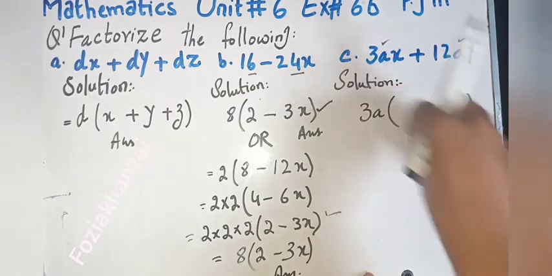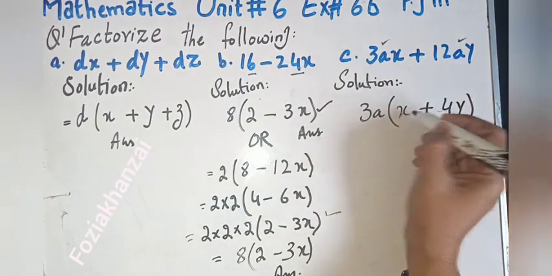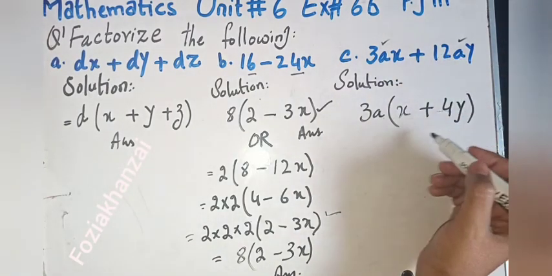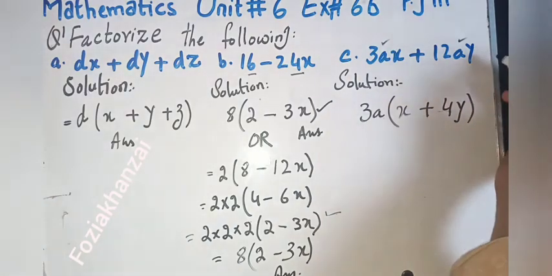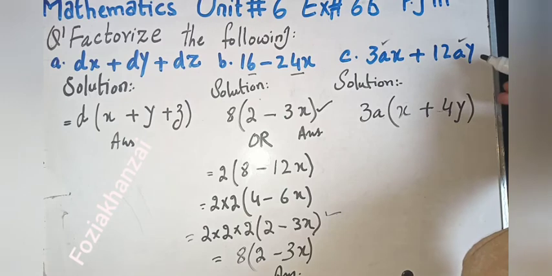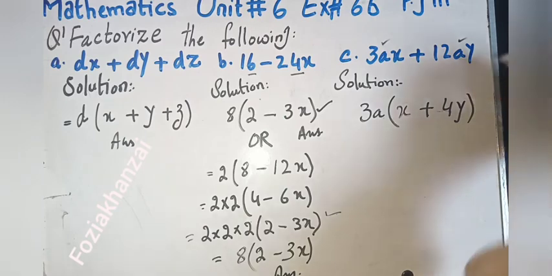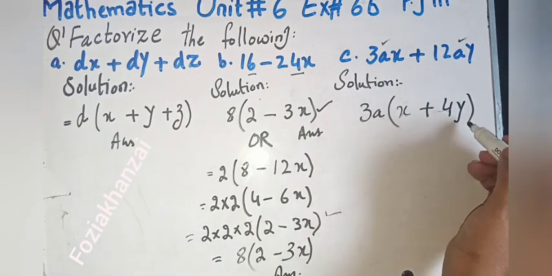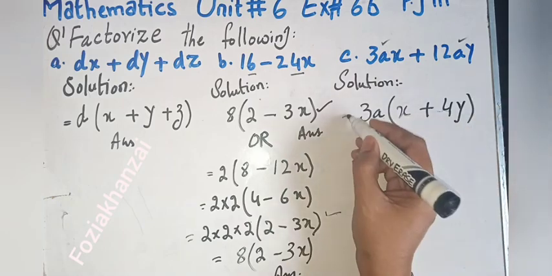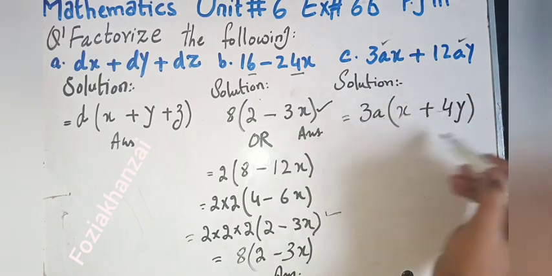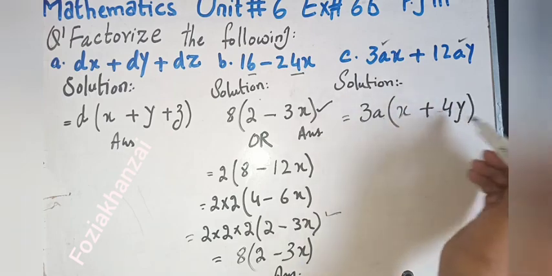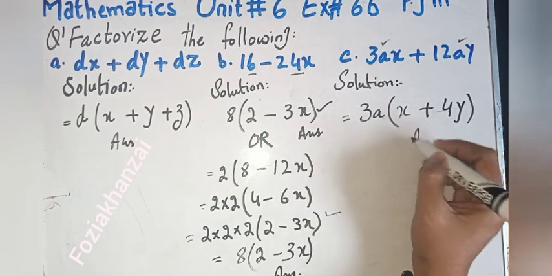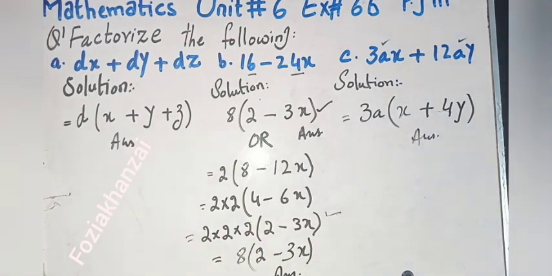So in the first term, x is left. Plus sign as it is copied. 3 fours are 12 and y is left. Clear? After taking out the common variable and common number, x plus 4y is left. Now in this bracket, nothing is common, x plus 4y. So this step would be the answer of part c.